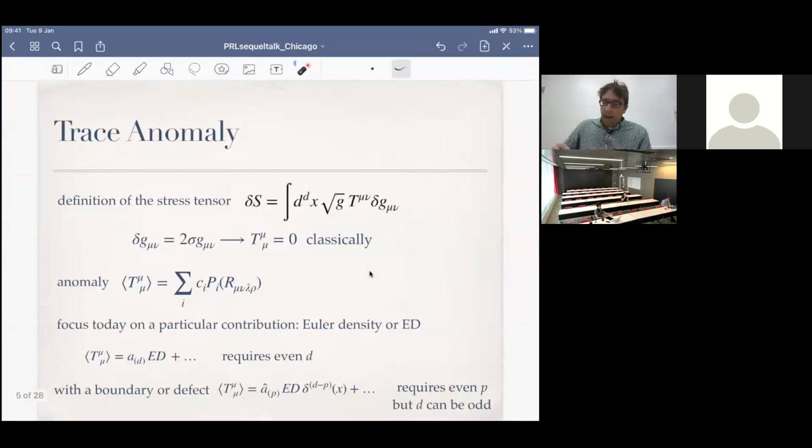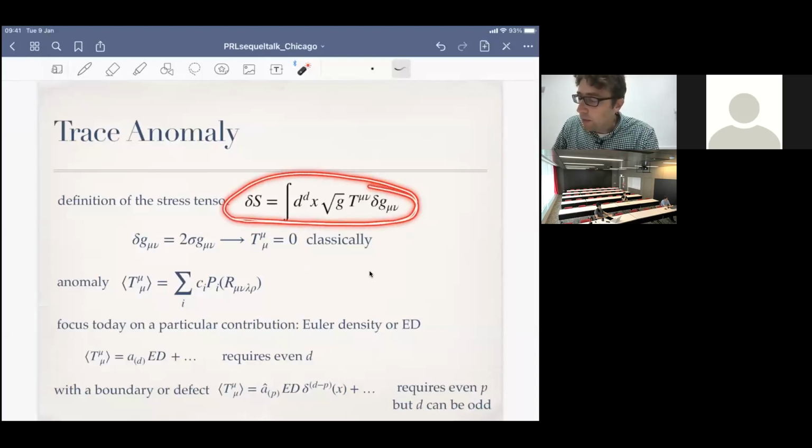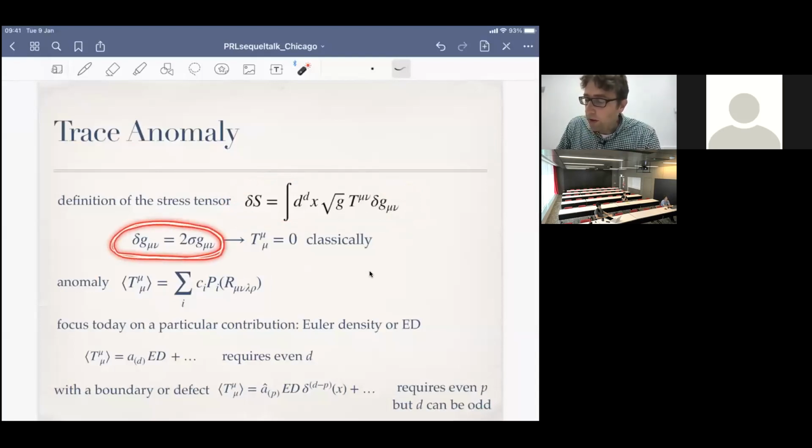And I want to focus on this notion of anomalies. So, we have the definition of the stress tensor, which we can think of as the response of the action to a variation in the metric. And now, if I have this Weyl symmetry, so if I change the metric by a small amount with respect to this scaling function sigma, and I plug this in here, then I see that classically I should find that the stress tensor is traceless. But as many of us know, that's not true at the quantum level, that in a curved space, there's often some kind of anomaly in these theories. And the anomaly schematically can be written in this form, that the trace of the stress tensor is given by some sum over polynomials in the curvature with some coefficients C_i, which are these anomaly coefficients that are going to play a very prominent role in today's talk.